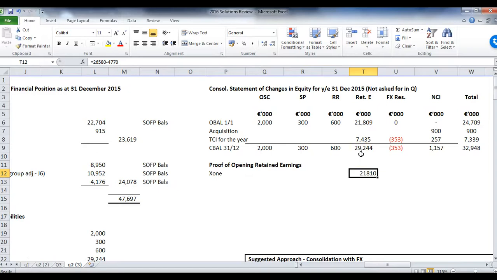Now you don't need to prove that, but it's a good sense check. And remember for Y, there will be nil because it was acquired during the year. Alright, so in total then, you can see that the opening retained earnings for the group is 21,810, and that's what we've backed into using our consolidated statement of changes in equity. So you don't have to prove that, but it's a good sense check when you're going through questions. Even if it's not required, it's good practice for your statement of changes in equity, which is typically one of the statements that students do struggle on.